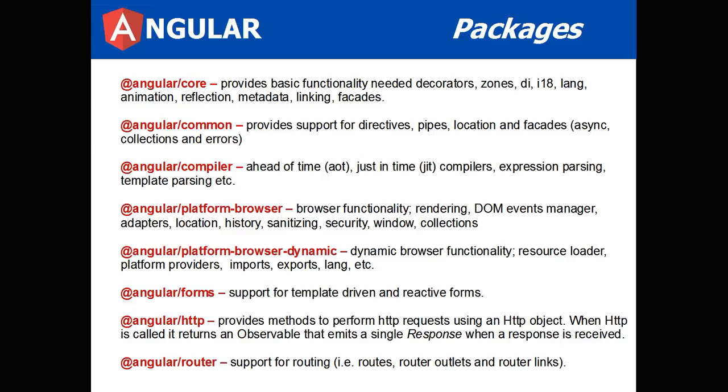The compiler does ahead-of-time compilation, just-in-time compilation, expression parsing, template parsing. And then you've got platform browser. That introduces all your browser functionality: your rendering, your DOM events manager, adapters, location history, sanitizing, security, window, collections, etc. If you're building browser applications, you're going to need platform browser. Platform browser dynamic introduces the dynamic browser functionality: the resource loader, the platform providers, imports, exports, lang, etc. And of course, then you get into what you can call the feature modules.